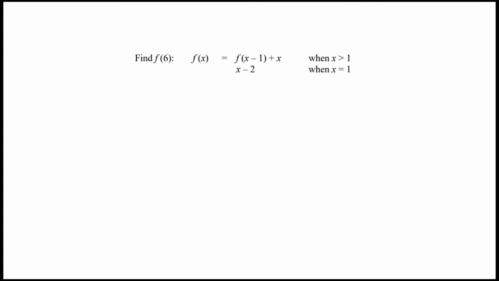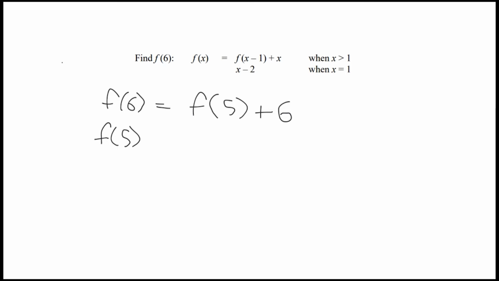Let's work through it. So we know that f of 6, well, in this case, 6 is x, and 6 is greater than 1. So this equals f of 6 minus 1, so f of 5 plus 6, because x is 6. Now, once again, we need to evaluate f of 5. F of 5, well, 5 is greater than 1, so this would be f of 5 minus 1 plus x, so this would be f of 4 plus 5, because 5 in this case is x.